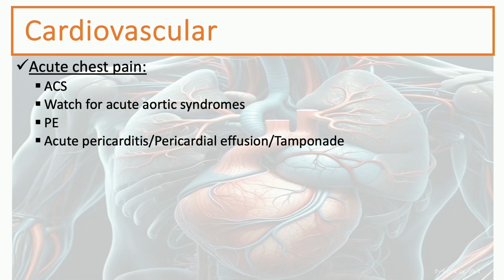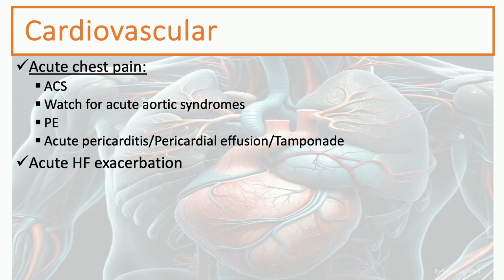Acute pericarditis, pericardial disease in general, pericardial effusion or tamponade, also relatively common. You're probably going to see it. So these are probably the cardiovascular causes of chest pain, but remember GI and musculoskeletal are probably much more common, but these are the most serious ones that you need to keep in mind. So be familiar with them.